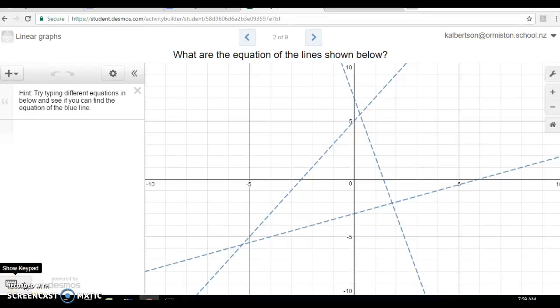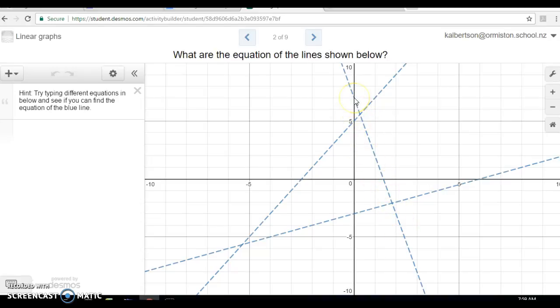So our task here is to find the equations of these dotted blue lines. Now the standard line equation goes like this. It goes y equals mx plus c. We always need an x and a y. Our m is our gradient, and that's where we'll start. So we're going to look at this line here, and we're going to find its gradient.